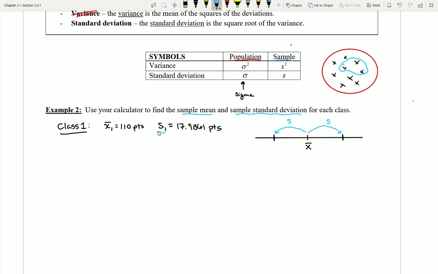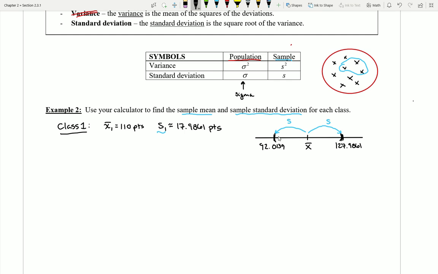Let's see how this is done by including some specific values. Notice that if my X bar value is 110, then if I jumped up from that 17.9861, I would land at the value of 127.9861. I just added S to my X bar. Now, if I wanted to go down, I'd have to take X bar and subtract this value. That would leave me with a value of about 92.0139.